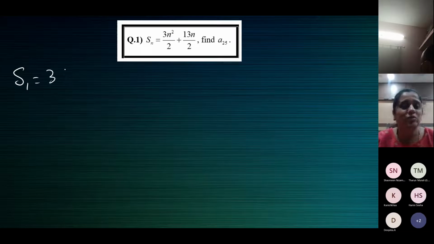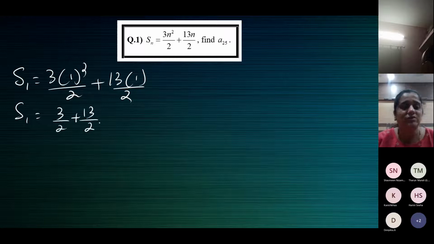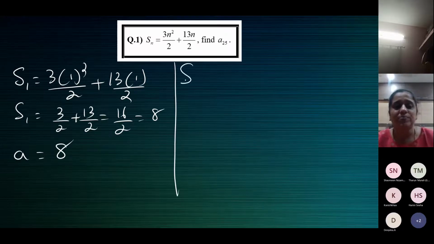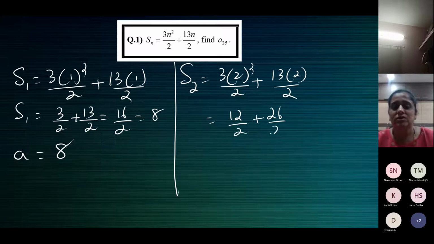S1 is equal to 3 into 1 square by 2 plus 13 into 1 by 2. So S1 is equal to 3 by 2 plus 13 by 2, 16 by 2, which is equal to 8. That means A1 is 8. Next, S2. S2 is equal to 3 into 2 square by 2 plus 13 into 2 by 2. So 2 square is 4, 12 plus 26 by 2.